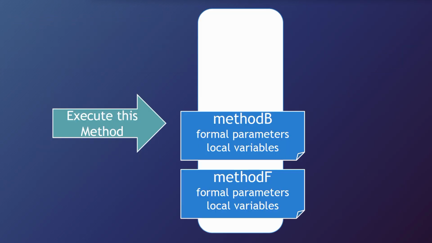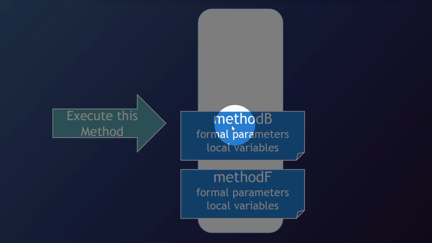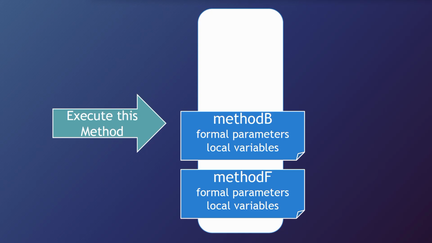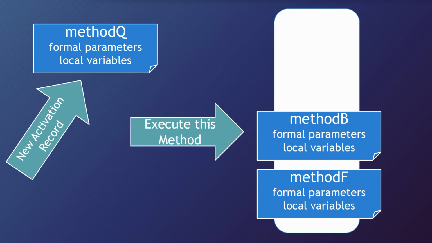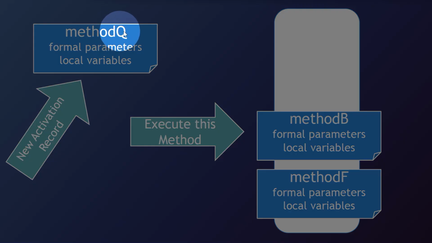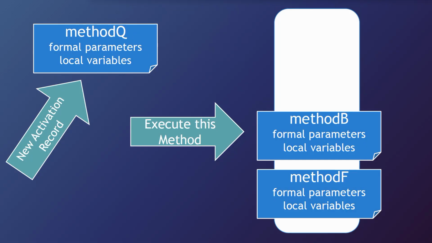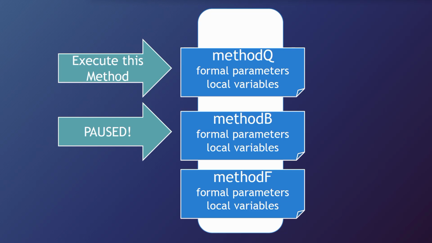Java will execute the method that's at the top of the stack. This example stack shows two methods. Currently, method B is at the top of the stack, so Java will execute method B. When you invoke another method, an activation record is created for that method. In this example, we have just invoked method Q, and so that activation record is created. That record is then pushed onto the top of the stack.